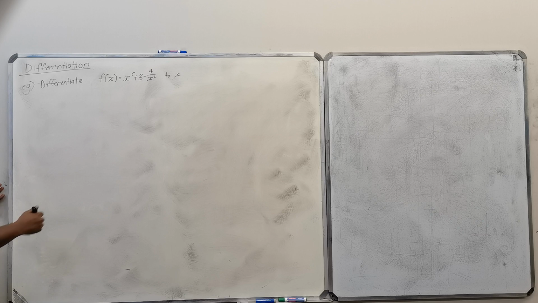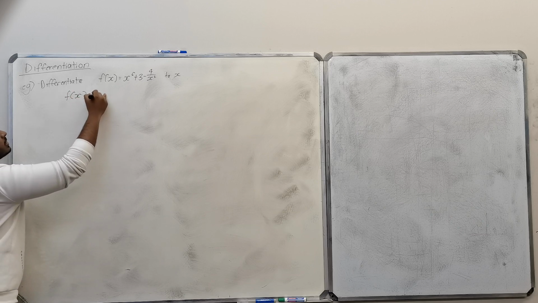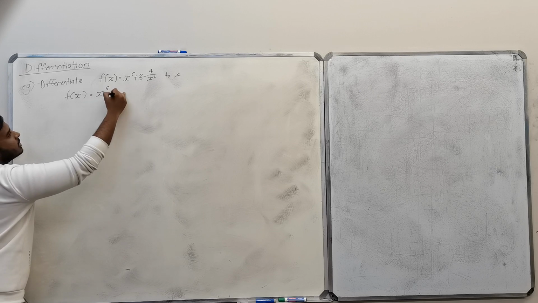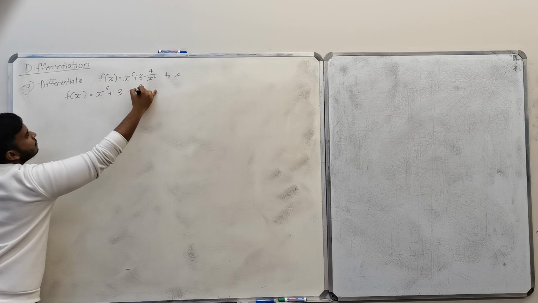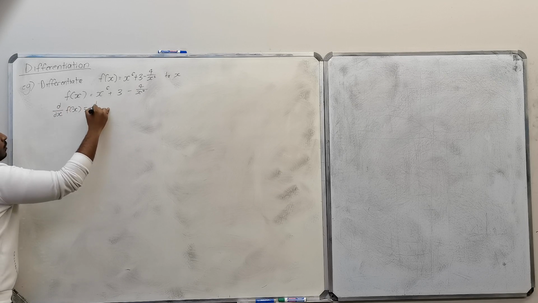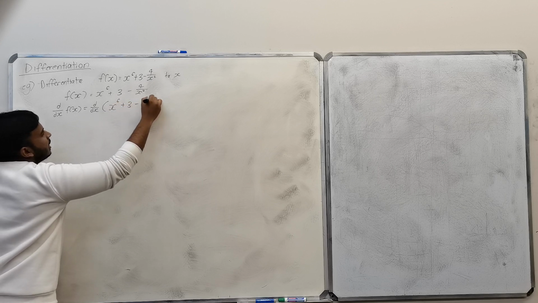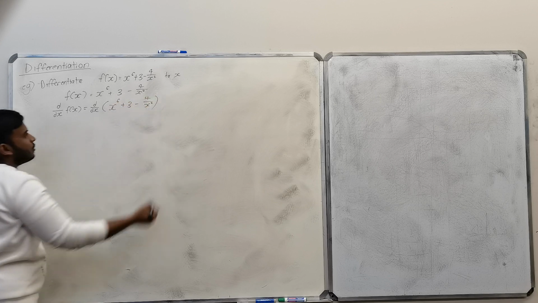So first thing, what should you do? Write down the equation. f of x is equal to x to the power 6 plus 3 minus 4x squared. They want you to differentiate it with respect to x. So what would you introduce on both sides? d over dx. So you end up with d over dx f of x equal to d over dx of x to the power 6 plus 3 minus 4x squared.